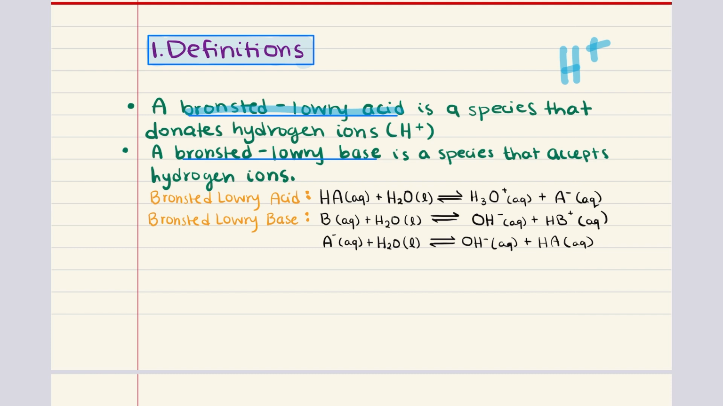It's something that gives up a hydrogen ion to another molecule. A Bronsted-Lowry base, on the other hand, is any species that can accept a proton. So instead of donating a hydrogen ion, a base is capable of receiving it. So let's take a look at some simple examples.